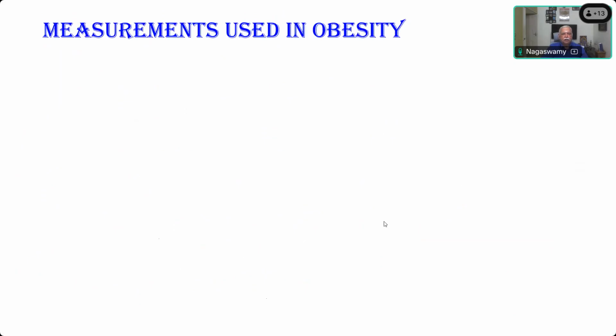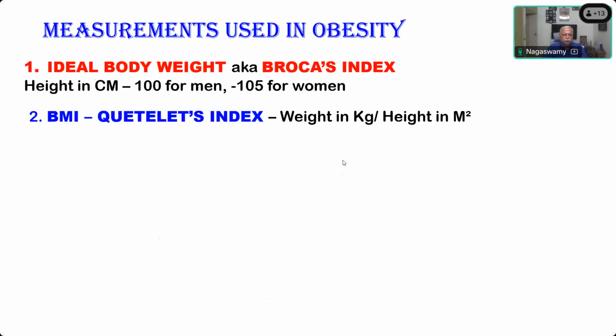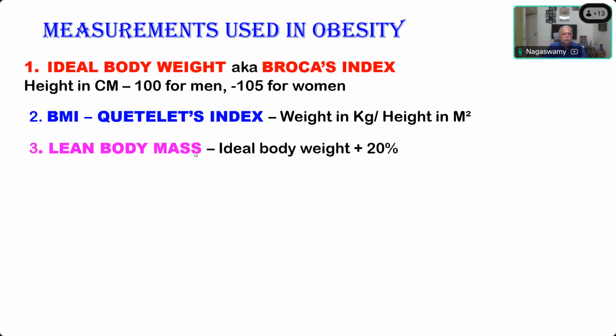Now coming to the measurements used in obesity, first thing is the ideal body weight, which is also called the Broca's index. So they may ask you what is the other name for Broca's index, then you have to say it is the calculation of ideal body weight, which is height in centimeters minus 100 for men and minus 105 for women. BMI, the other name for that is Quetelet's index, weight in kg divided by height in square meters. Then there is lean body mass, which is calculated by calculating first the ideal body weight and adding 20% of that. Then it is called the lean body mass.